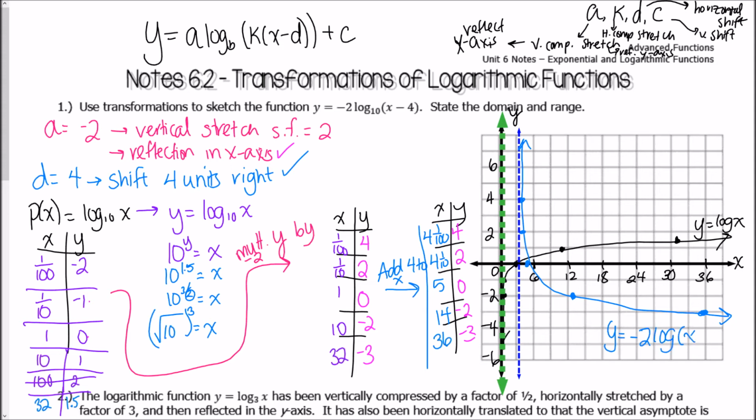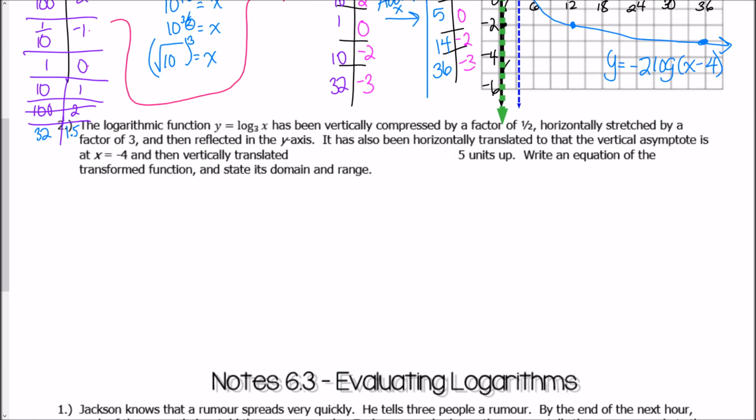Again, we don't have to put the base 10 if 10 is our base right here. Okay, all right, so now let's take a look at number 2. In number 2, it says the logarithmic function y equals log base 3 of x has been vertically compressed by a factor of 1/2. Okay, so that means that a is equal to 1/2.